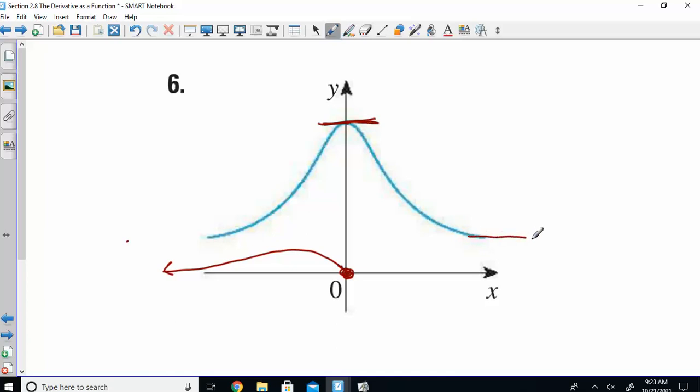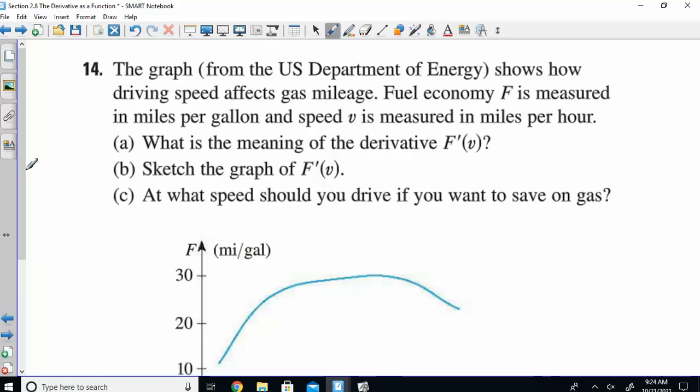Then this section is decreasing, so my derivative would be negative. Again, as time goes on, this is flattening out, so my derivative will get closer and closer to 0. So this derivative would look something like that. So that's like questions 5, 7, 9, all of those on there. Problems 13 and 15. I'm going to do a sample one like that.